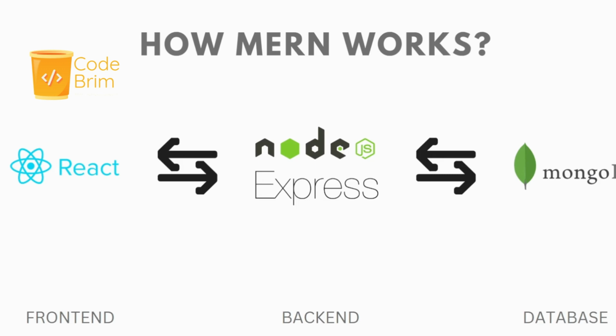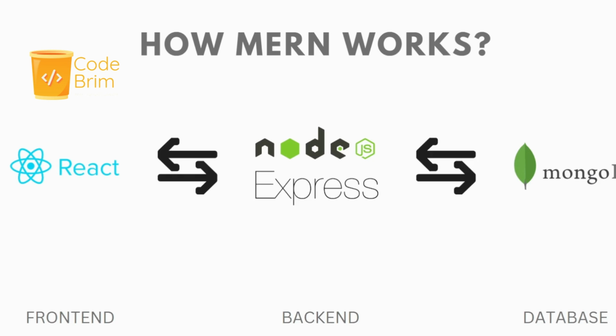Number 2, backend with Node.js and Express. Node.js is used as a server-side runtime for JavaScript, and Express.js is a web application framework that simplifies the development of server-side logic and creation of APIs. Express.js is responsible for defining routes, handling HTTP requests and responses, and managing middlewares. It sets up the server and provides a way to interact with the database.